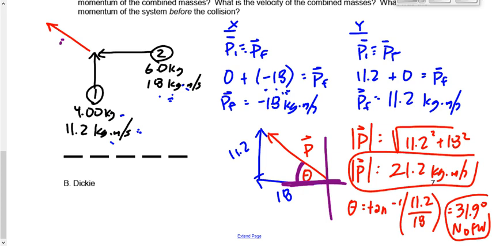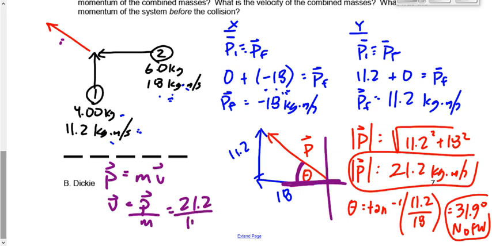What I'm going to do is rearrange it to solve for v since I have momentum. Instead of multiplying by the mass to get the momentum, I'm going to divide by the mass to get the velocity. 21.2 divided by 10 equals 2.12 meters per second. And of course, the angle is already found, 31.9 degrees north and west. Does that make sense?